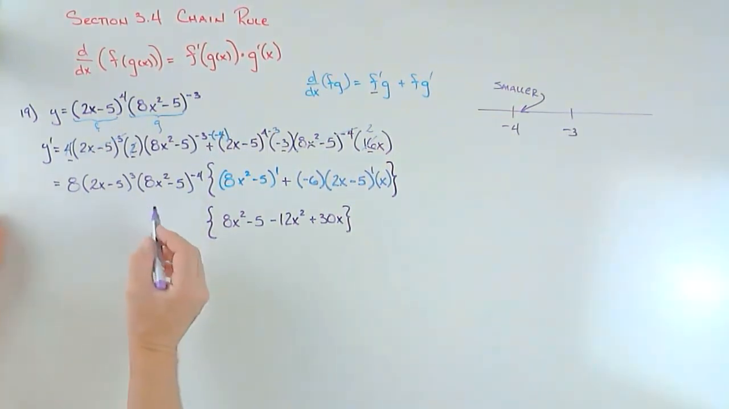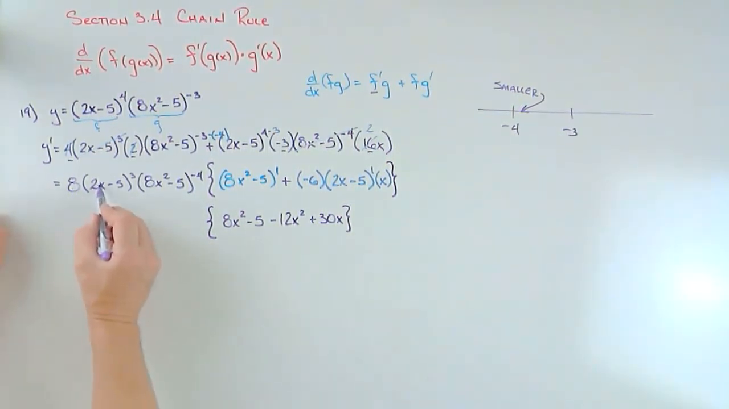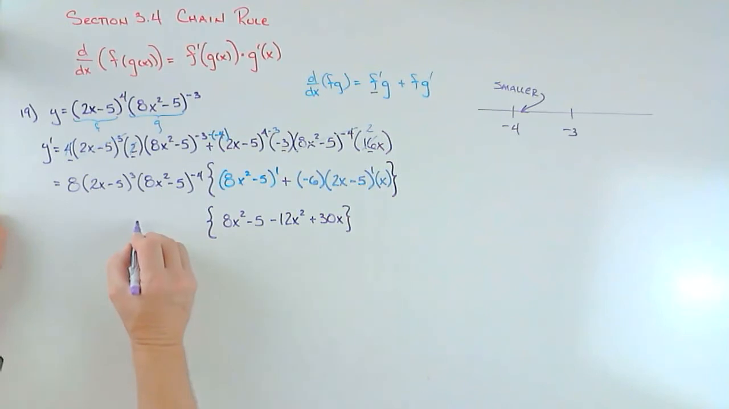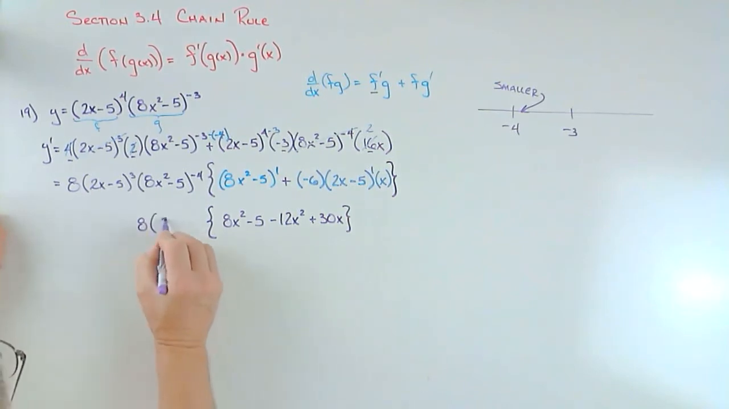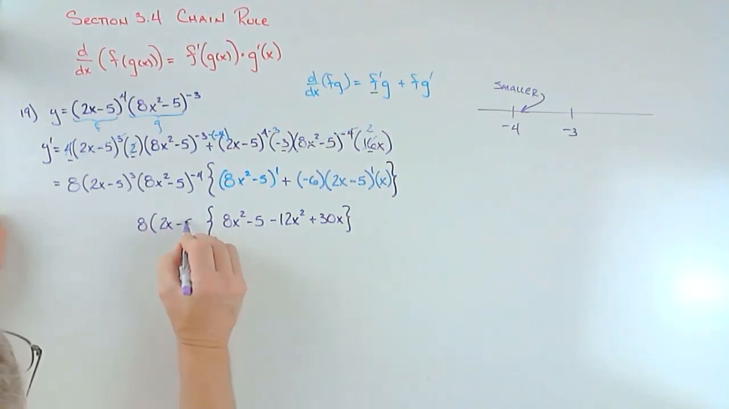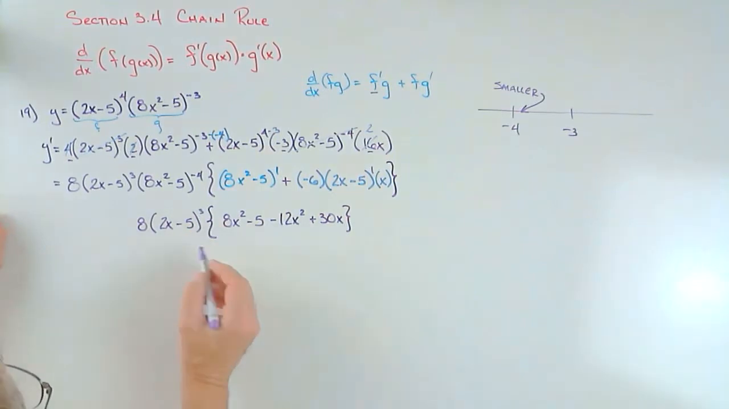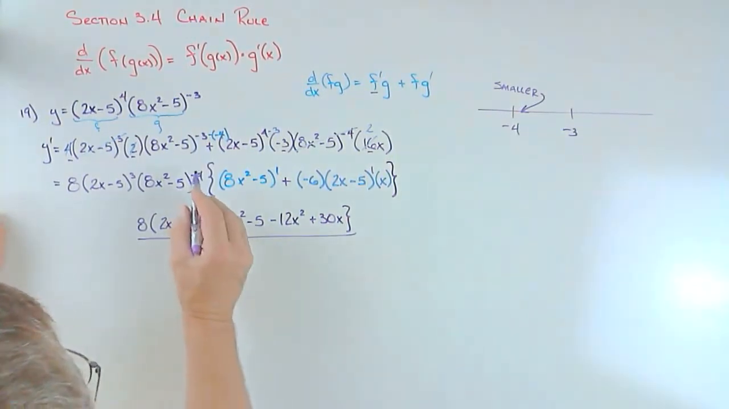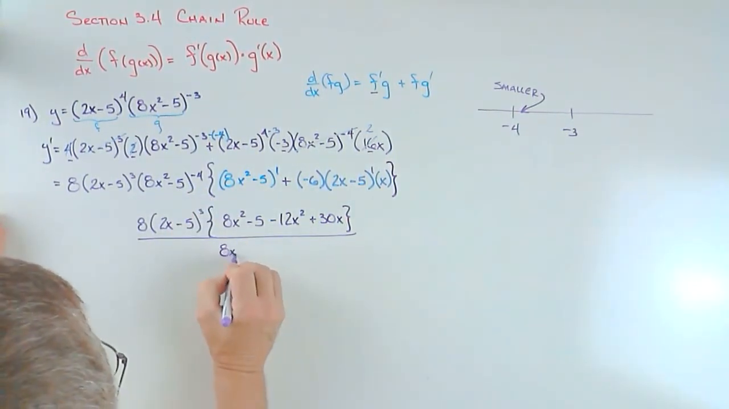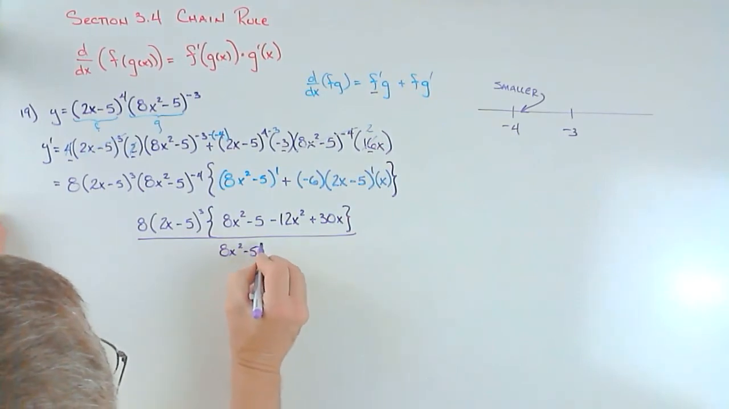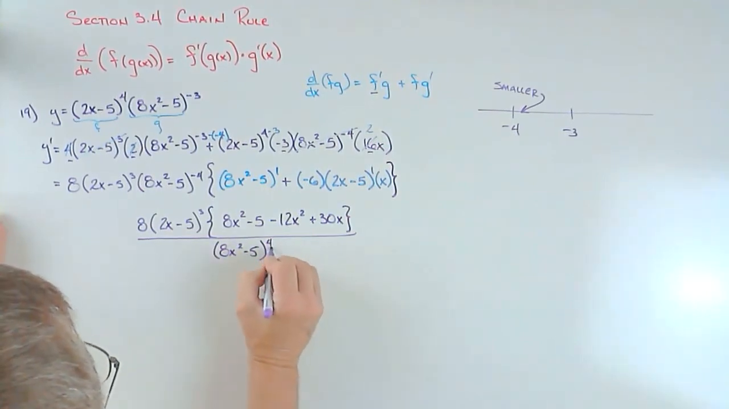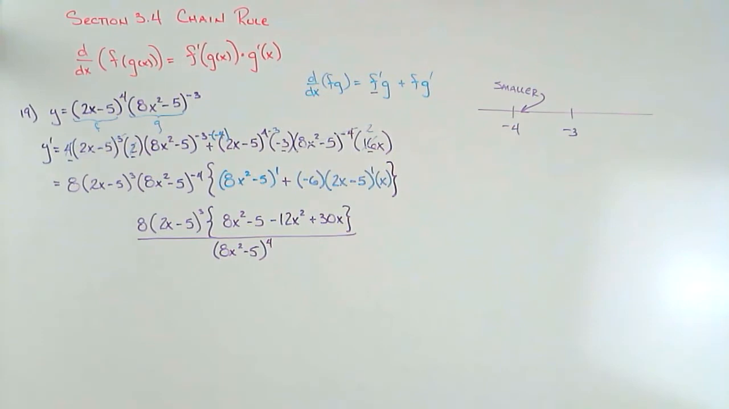Now what's going on over here? Well, we have an 8. We have a 2x minus 5 cubed. We'll go ahead and write that here. And you can tell probably by the fact that I've not left any room that I'm going to go ahead and move this 8x squared minus 5 to the -4. I'm going to go ahead and move that to the denominator. Okay. Now the only thing left at this point is to collect like terms inside of here.